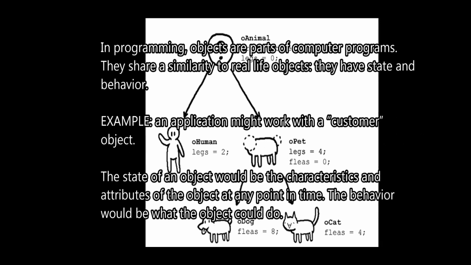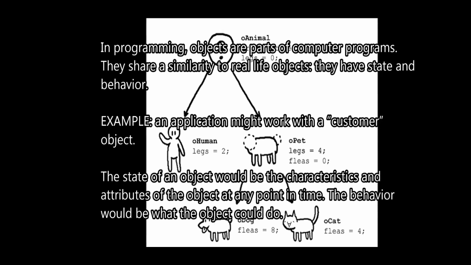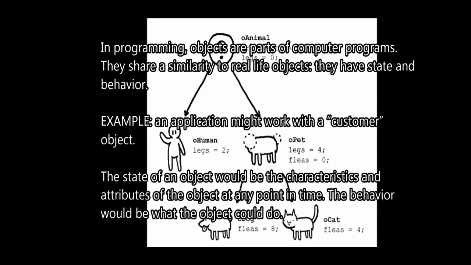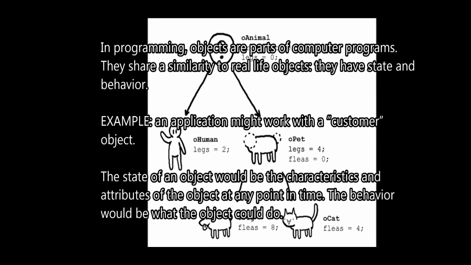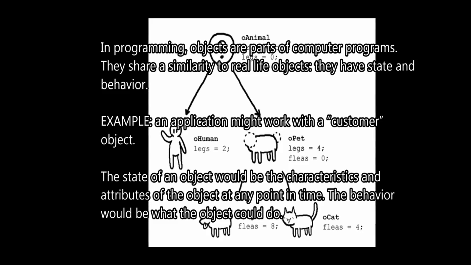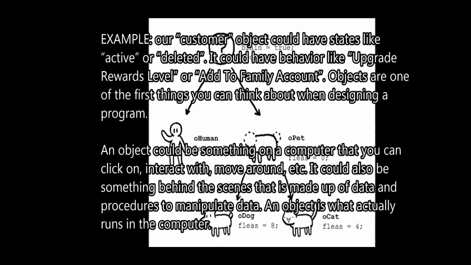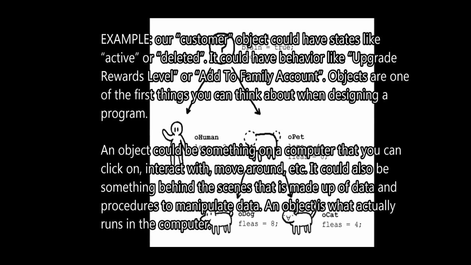In programming, objects are part of computer programs. They share a similarity to real-life objects. They have state and behavior. Example: an application might work with a customer object. The state of an object would be the characteristics and attributes of the object at any point in time. The behavior would be what the object could do. Example: our customer object could have states like active or deleted. It could have behavior like upgrade rewards level or add to family account.